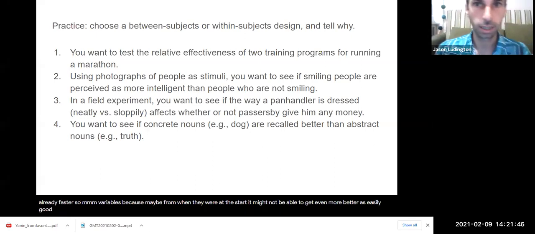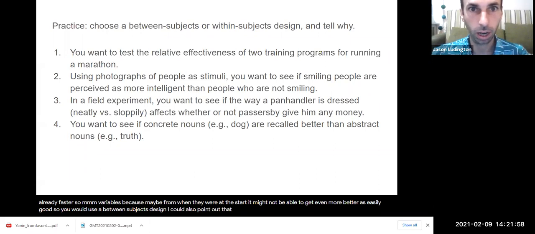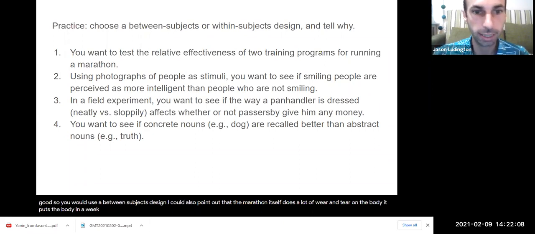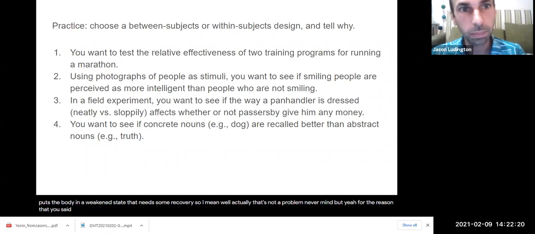Good. So you would use a between subjects design. Yep. Very good. I could also point out that running the marathon itself does a lot of wear and tear on the body. It puts the body in a weakened state that needs some recovery. So, I mean, well, actually, that's not a problem. Never mind. But yeah, for the reason that you said.